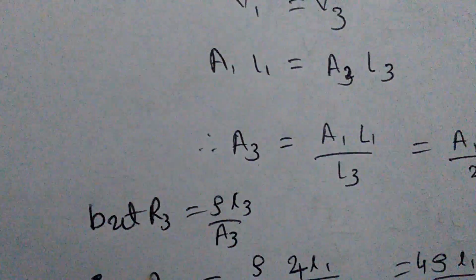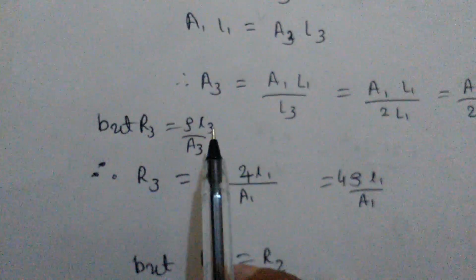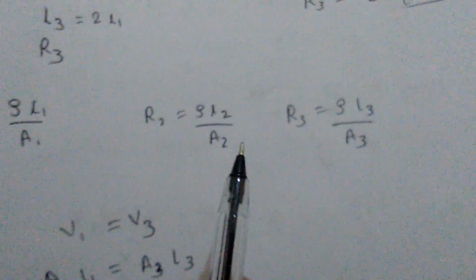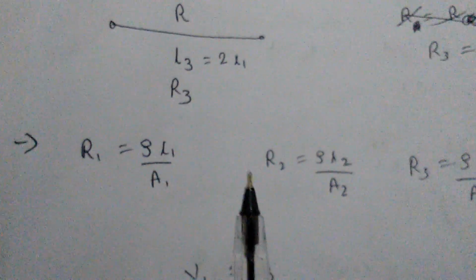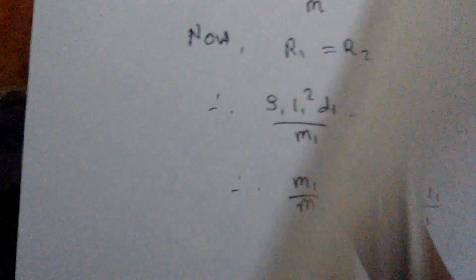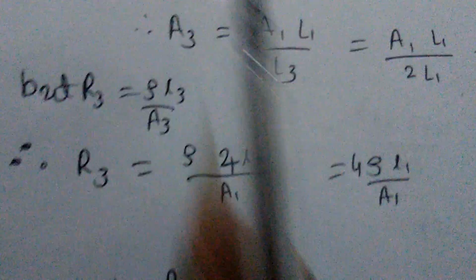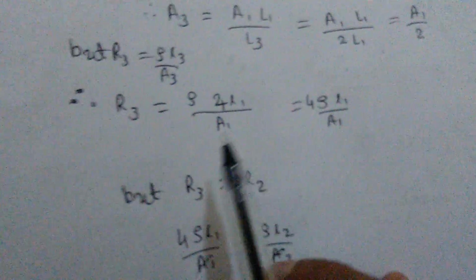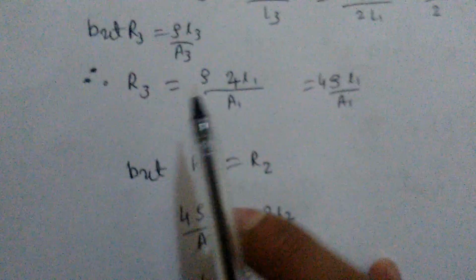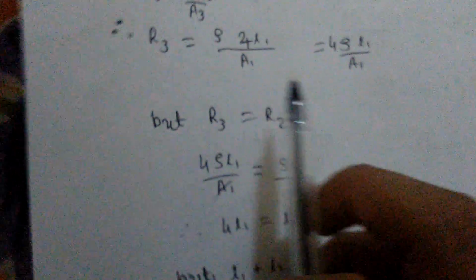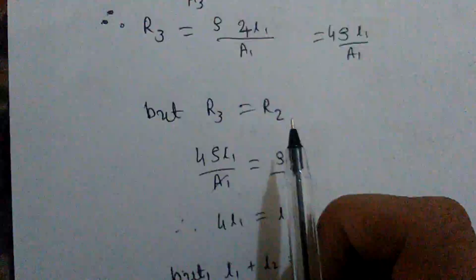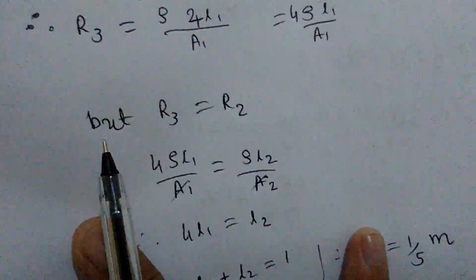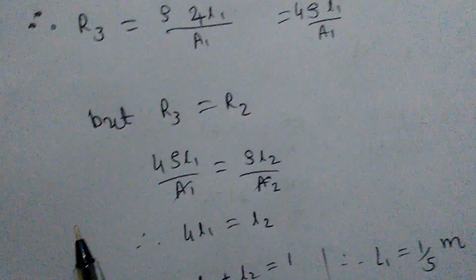So we switch over to the equation R3 is equal to rho L3 by A3. What is L3? L3 is equal to 2 times L1, and A3 is equal to A1 by 2. So we get R3 is equal to 4 rho L1 by A1. But we have been provided that R3 is equal to R2. So 4 times rho L1 by A1 is equal to rho L2 upon A2.